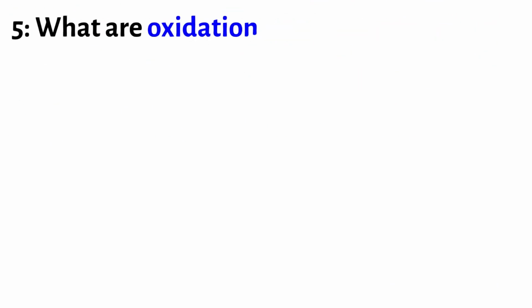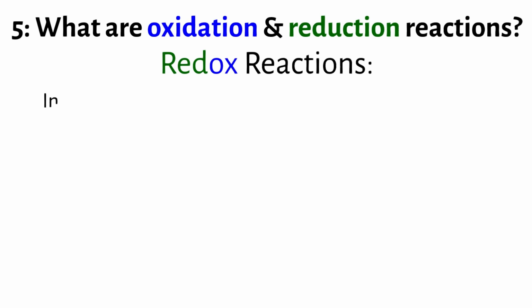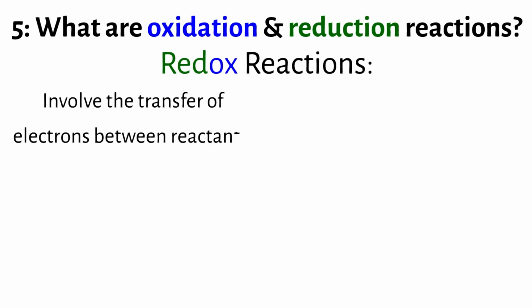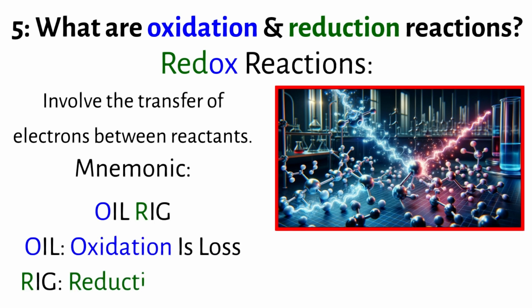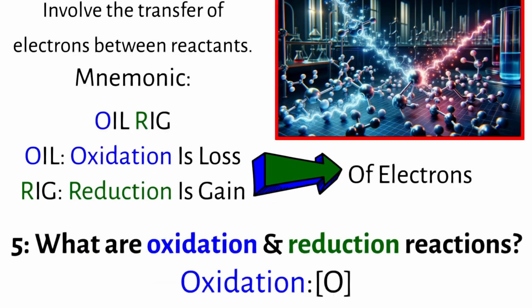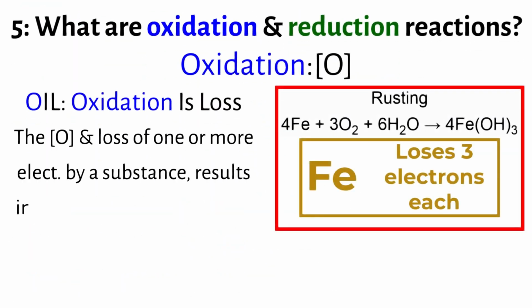Number 5. What are oxidation and reduction reactions? Oxidation and reduction reactions, known as redox reactions, involve the transfer of electrons between reactants. The best way to remember the transfer is through the mnemonic OIL RIG, where oxidation is loss and reduction is gain of electrons. The oxidation, or loss, of 1 or more electrons by a substance results in an increase in its oxidation state or oxidation number.